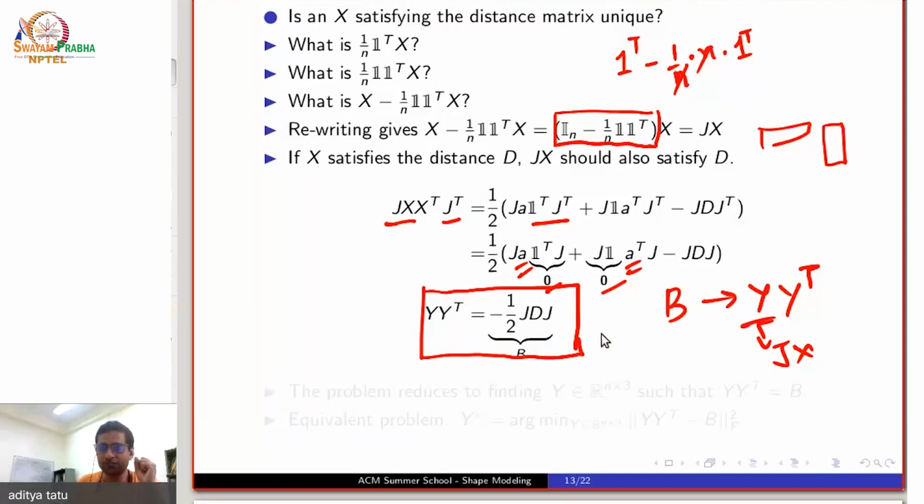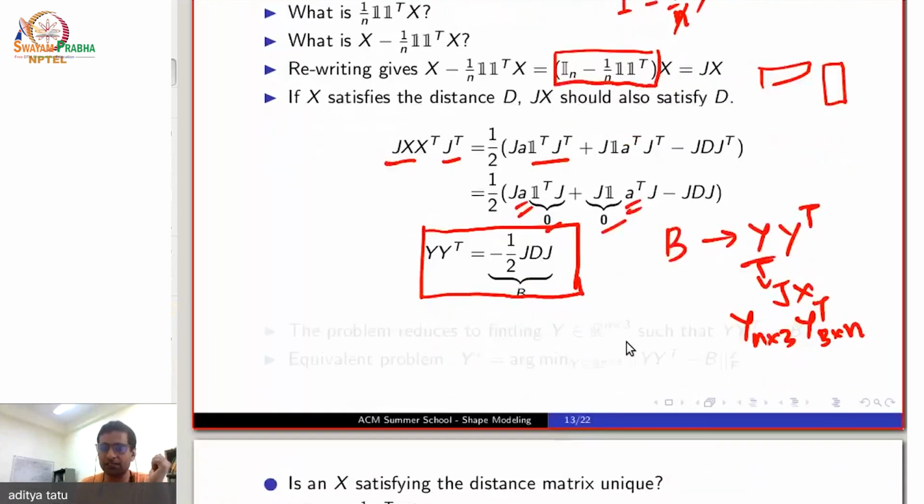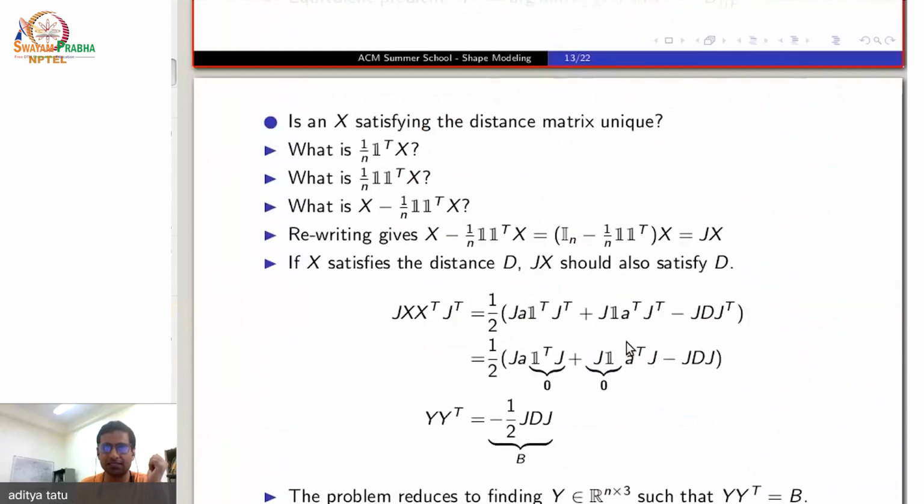Okay, so now how do we solve this problem? The matrix B is given, I want to decompose it into Y and Y transpose. Of course, what are the dimensions? Y is n cross 3, Y transpose is 3 cross n. Okay, that's a problem in linear algebra, and well-known solutions exist.